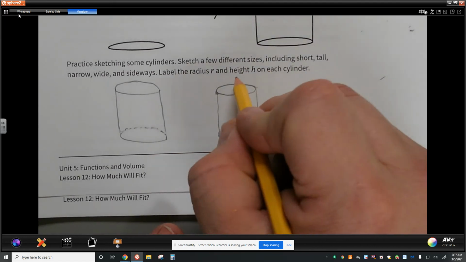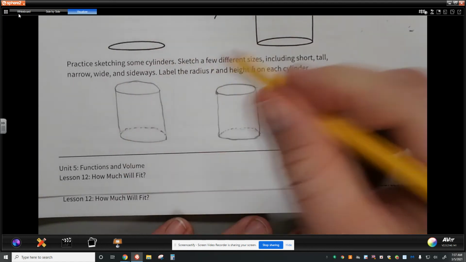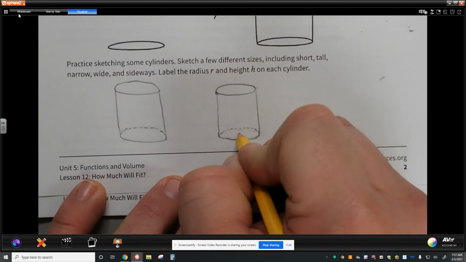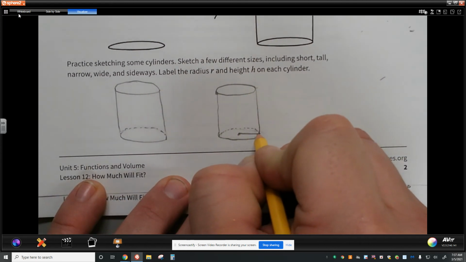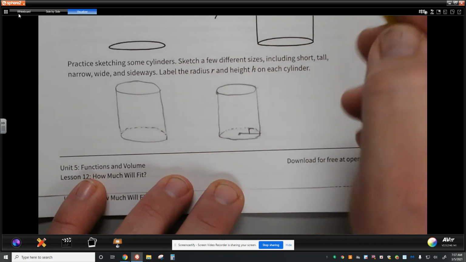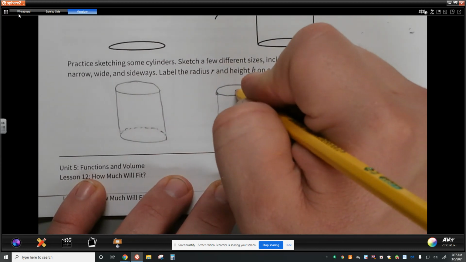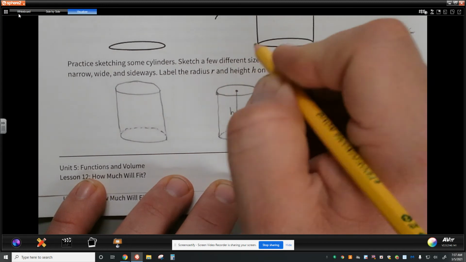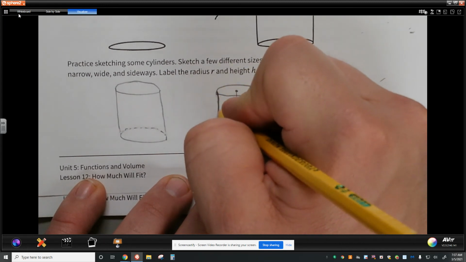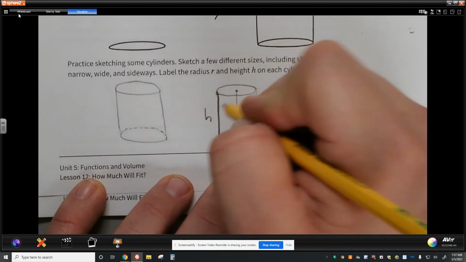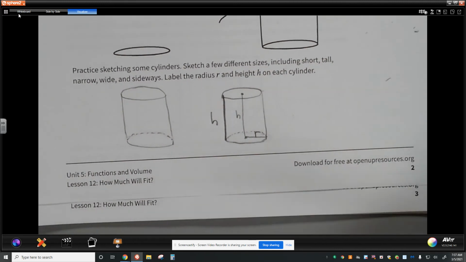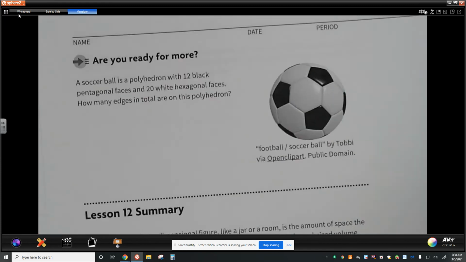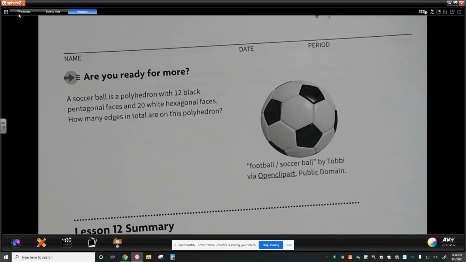And then include a short, tall, narrow, wide, sideways one. Go ahead and just play with it. Label the radius. Radius, remember, is from the center of the circle out, R. And then the height would be from either radius to radius. This could be the height, or this edge right here could also be the height. So go ahead and practice that a couple times. And then move on. There's one more fun question that I want you to go ahead and give a try.